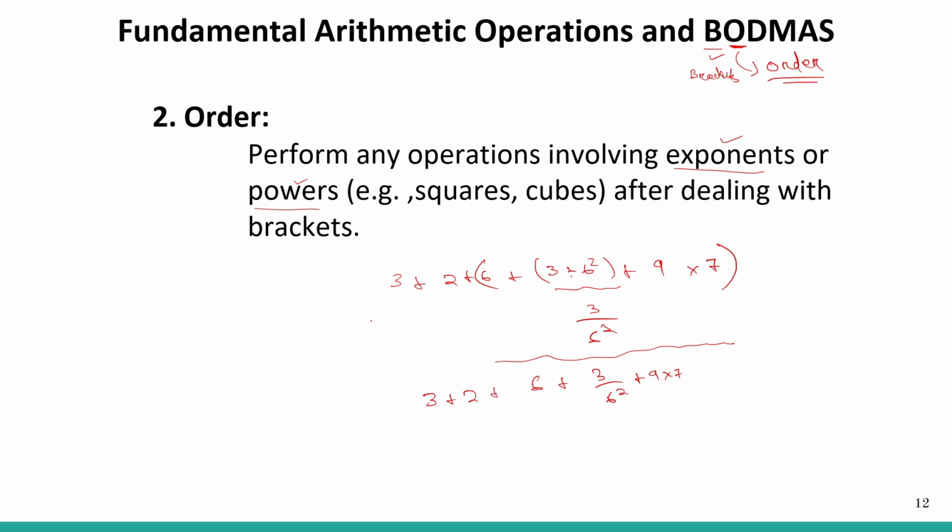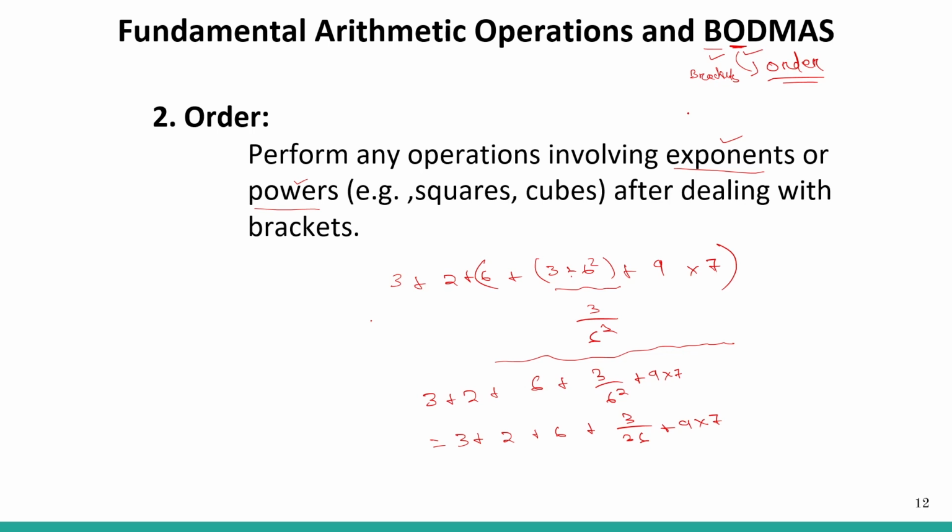So now what we can do is we can deal with the powers or exponents. Here the only power or exponent available is 6 power 2. So we evaluate this, we simplify this. So this is equal to 3 plus 2 plus 6 plus 3 by 36, plus 9 into 7. Okay, so we are now done with exponents. Then we evaluate further. This is how O is done.